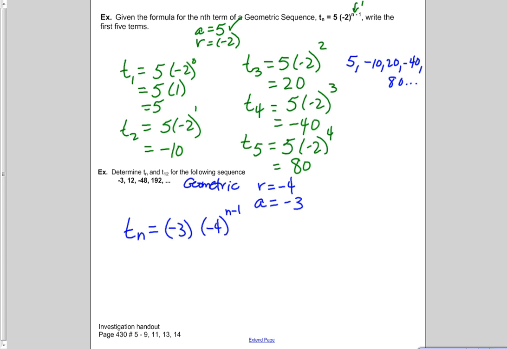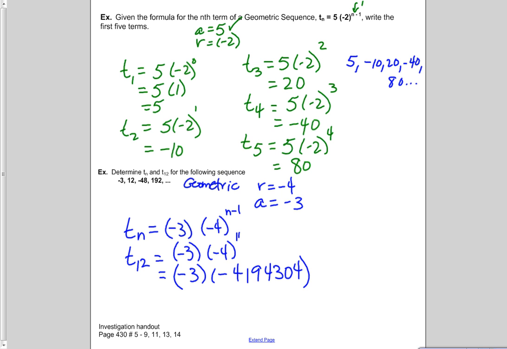Let's find our 12th term. T12 is -3 times -4 to the 11. Yikes. So I have -3. -4 to the 11 is negative. And I did this in my head. It's 4194304, of course. And a negative times a negative is a positive. 1, 2, 5, 8, 2, 9, 1, 2. In the old days, we used to put commas. 12,582,912 is our 12th term.